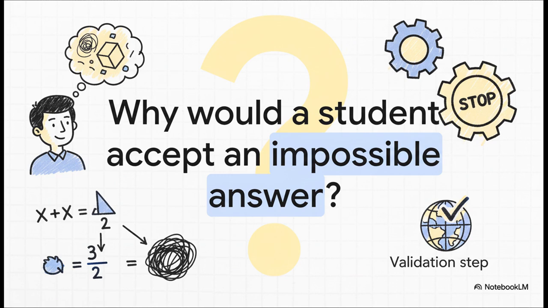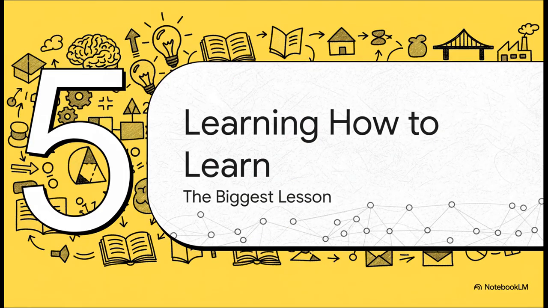Well, the researchers noticed that the group never stopped to ask themselves if the answer made any sense in the real world. They just did the math, got an answer, and wrote it down. They completely skipped that crucial final step of checking their work against reality. And that failure is actually the most important lesson of all. It takes us to our final section, because this isn't really just about math anymore. It's about learning how to learn and how to connect what you know back to the real world.